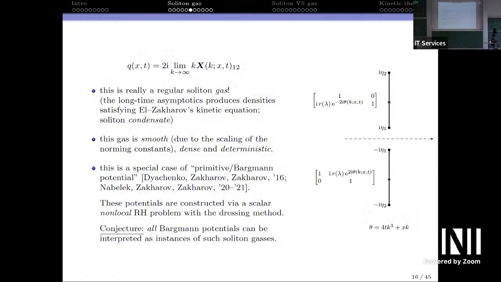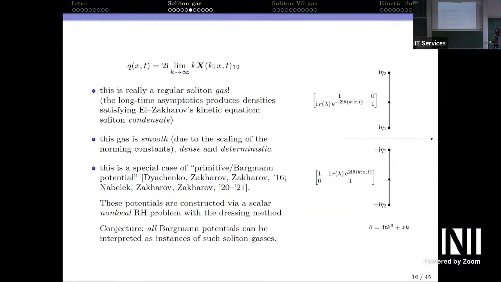Okay, again, a few more comments about this Riemann-Hilbert problem specifically. So this one is really a soliton gas, a regular soliton gas, first of all, because we constructed it as a limit of n solitons. And eventually we're gonna get there, that it solves the kinetic equations that were described by Zakharov and El. We'll get there later. What else can we say about this gas? We can call it smooth precisely because we're rescaling the norming constants in a certain way and R is nice enough. So it's a smooth gas. It's a well-behaved gas. It's not too crazy.